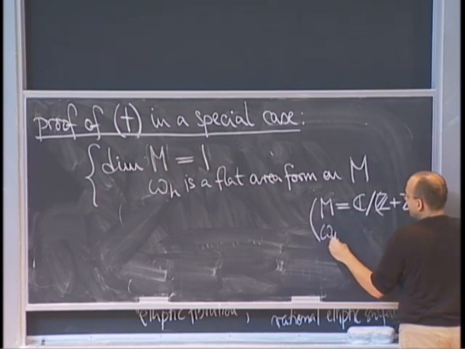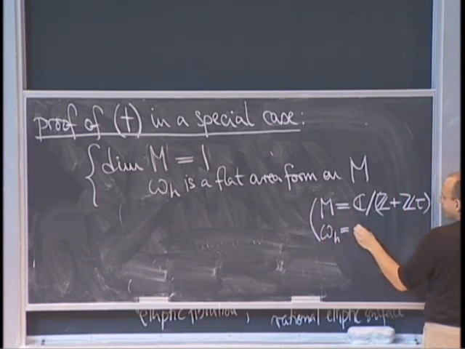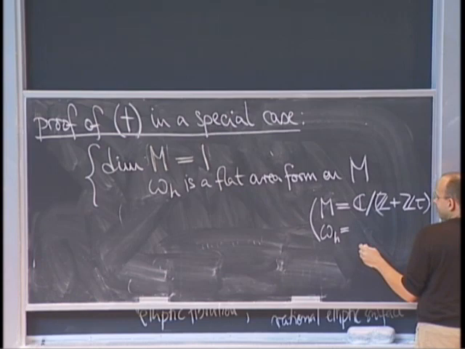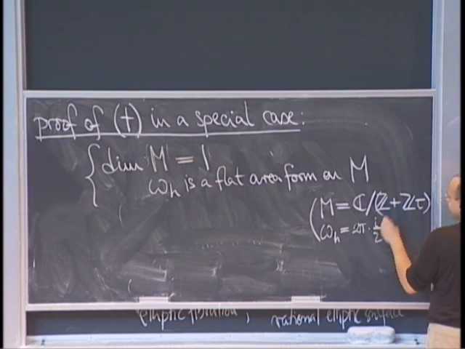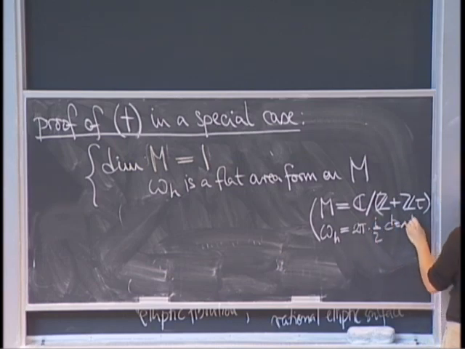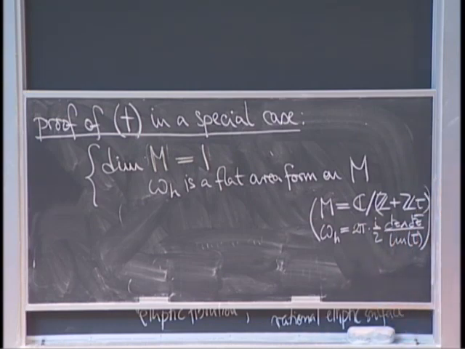And omega sub h is the standard form, I guess, 2 pi times i over 2 times dz wedge dz bar over the imaginary part of tau. So in that case, you can actually do all the constructions explicitly. You can write down your line bundle explicitly and write down explicit Hermitian metrics whose curvature form is this.